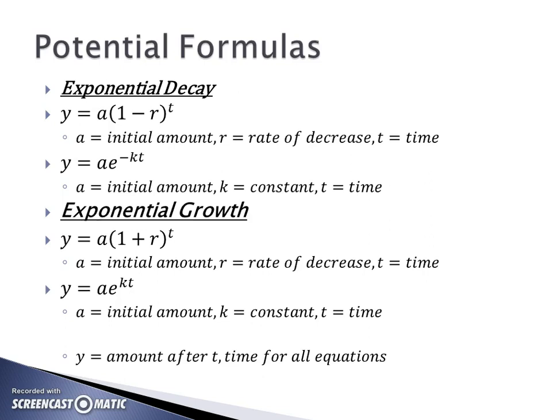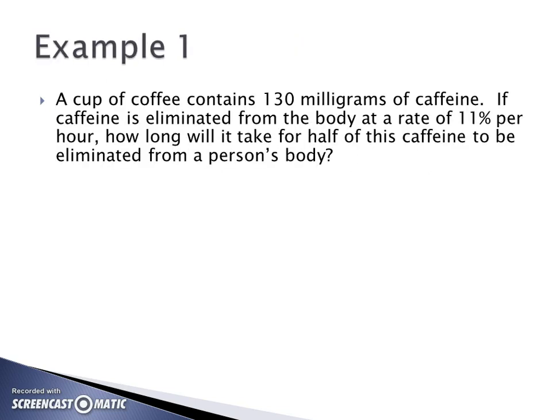For exponential growth, we have y equals a times 1 plus r to the t, and y equals a times e to the kt. For all of these, y is the amount after t time for all equations. Okay, so let's try our first example.